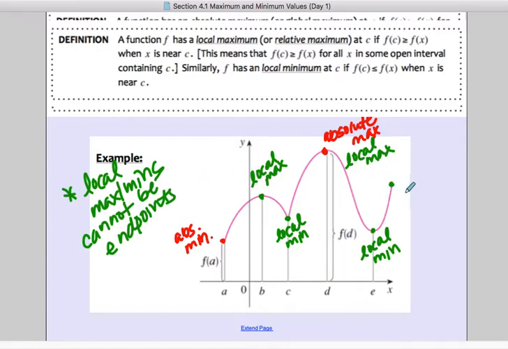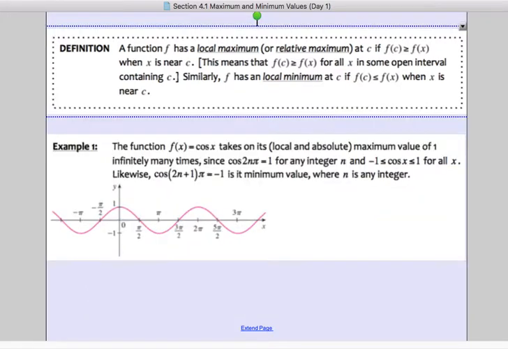Same thing here. I can't look at what's going on over here, so I don't know if locally it actually is a max or min. So that is everything in terms of our absolutes are our highest and our lowest, and then locals are as long as they are the high point for what's around it or the low point for what's near it. So there is that definition.